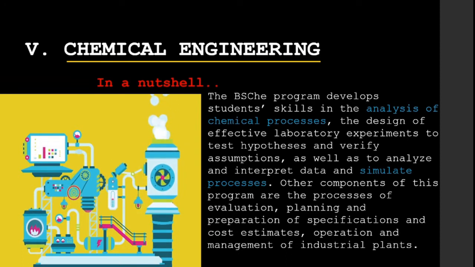Other components of this program are the processes of evaluation, planning and preparation of specifications and cost estimates, operation and management of industrial plants. They are not only limited in laboratories. Chemical engineers are more on large-scale processes of chemicals compared to chemists.